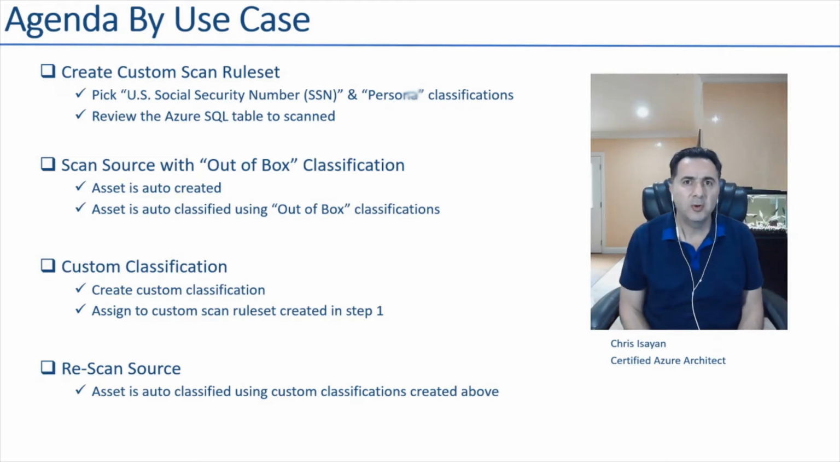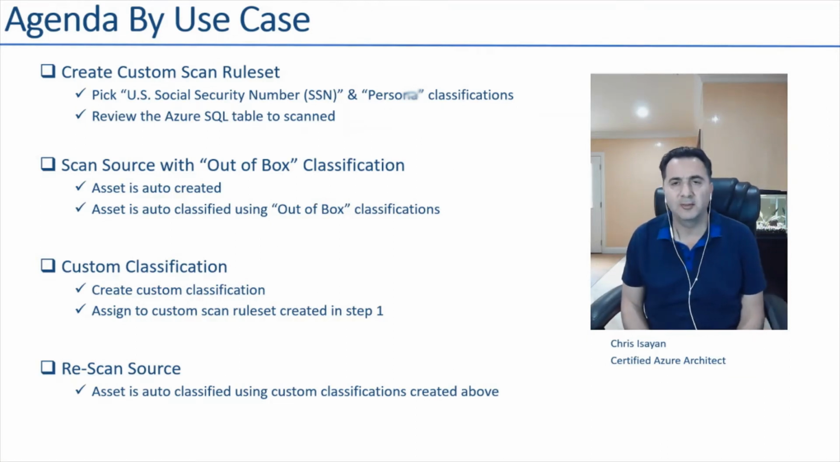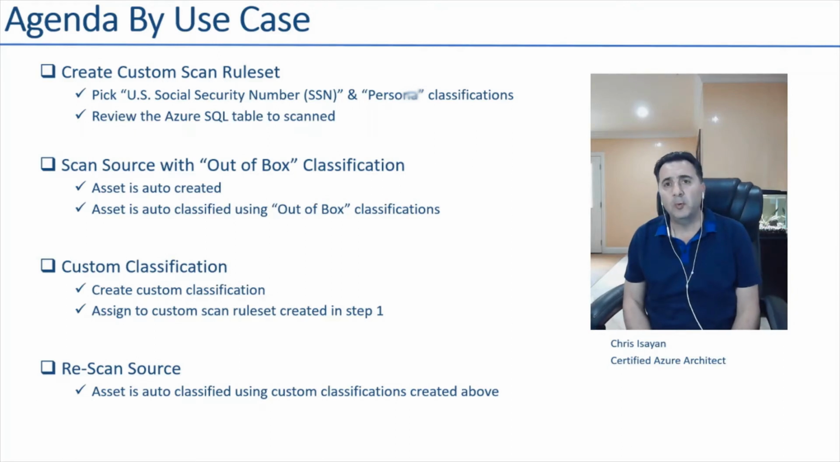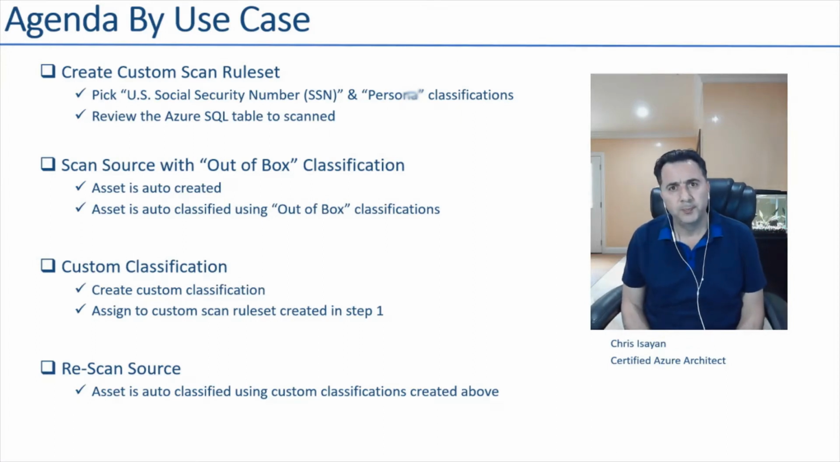Today's focus is going to be Azure Purview custom classifications. But before we get there, I want to take out-of-box classifications and apply it to the sample table, verify the results to make sure the classifications applied were as expected, then create custom classifications and run it against the same table and validate the results.